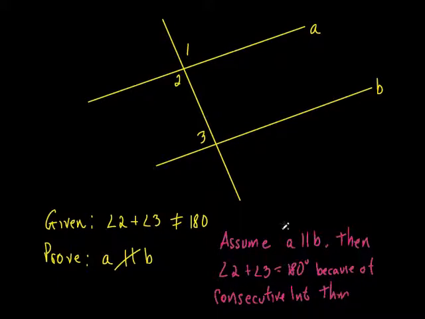Not 2 and 3. 2 and 3 is not alternate. They're on the same side of the transversal. But I thought if they were consecutive, 2 had to be where 3 wasn't. Right here? No. Here? No. Here? Right there. No, it's corresponding. That's corresponding. Okay? This is consecutive interior.